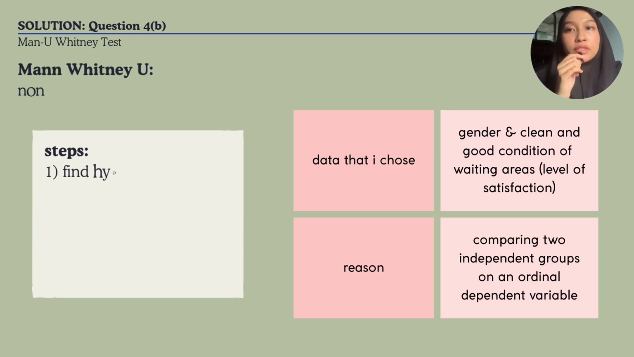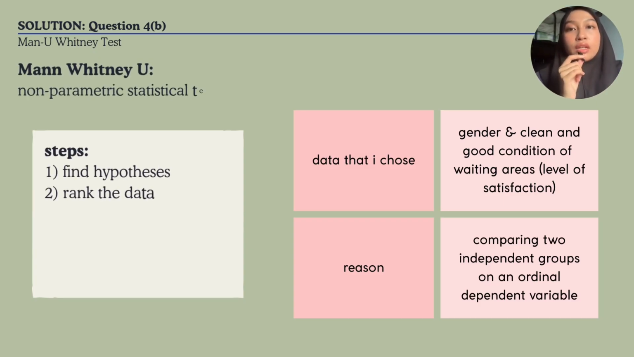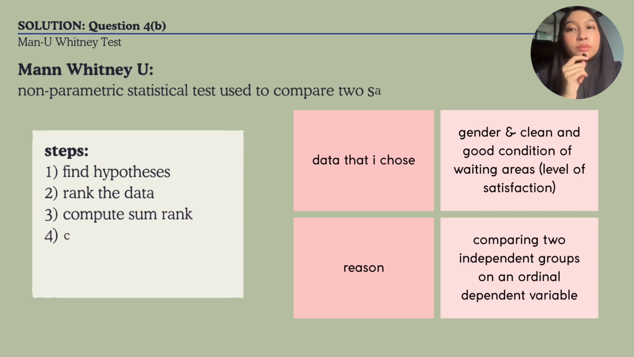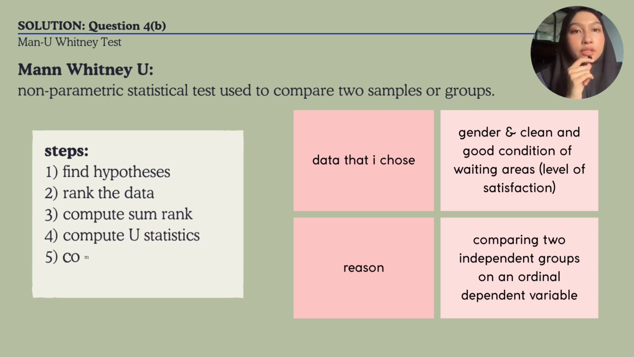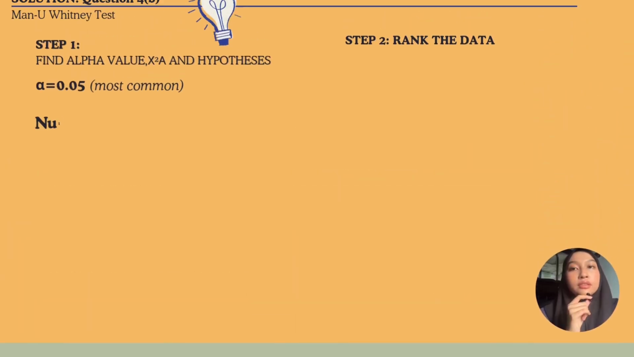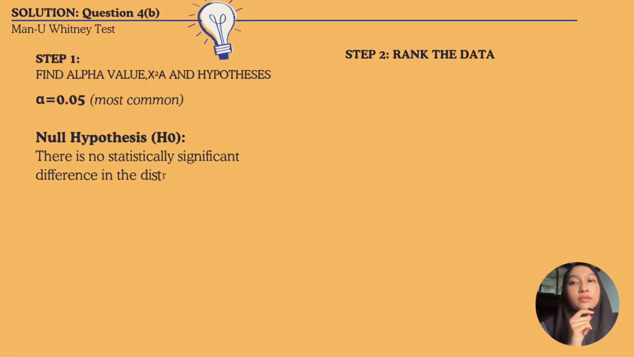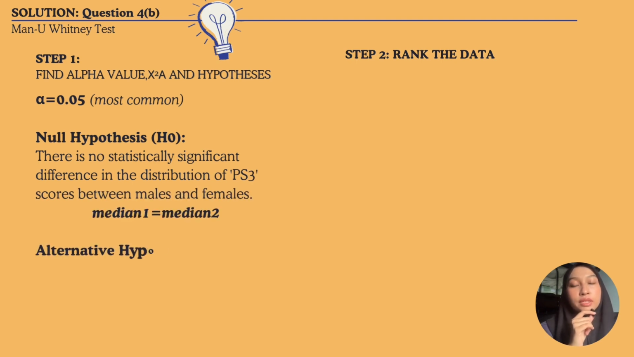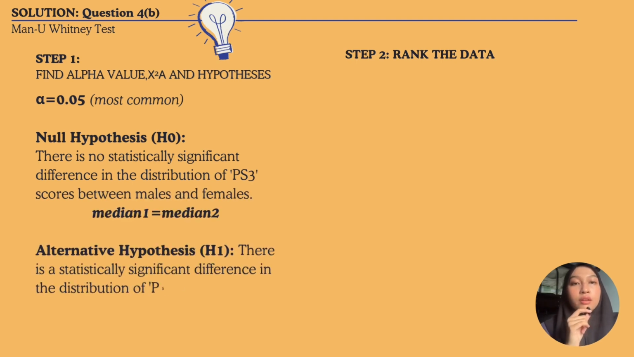Moving on to the next question, which is Mann-Whitney U, we use this to compare two samples or groups. So these are the steps. The data that we choose is gender and the cleanliness and good condition of waiting areas, which is a level of satisfaction. The reason is that these two are independent groups and the condition of waiting area level of satisfaction is ordinal. The hypothesis and the alpha value are the same, where we still use 0.05 because it's the common one. And this is the raw data and also the ranked data.